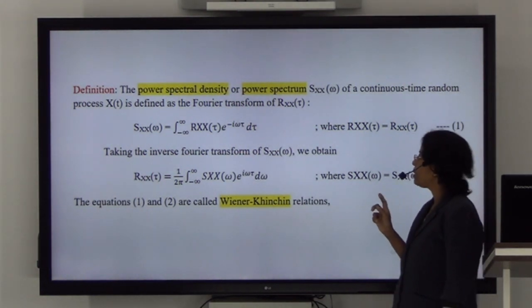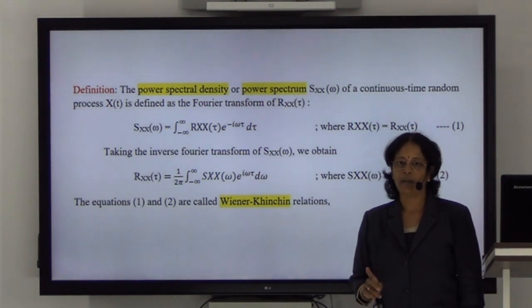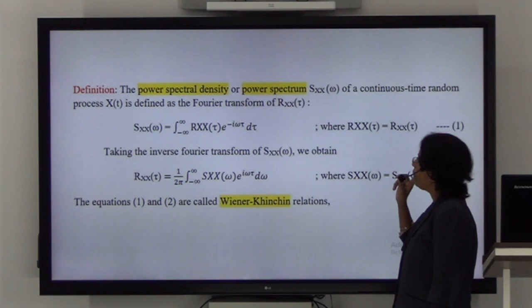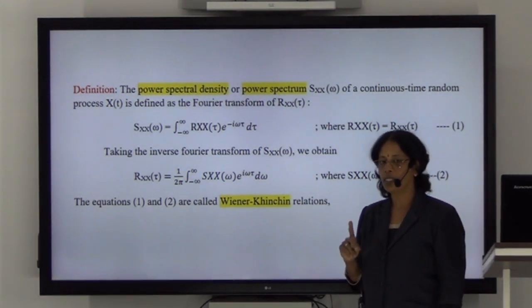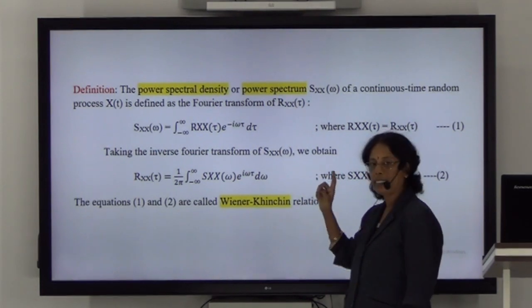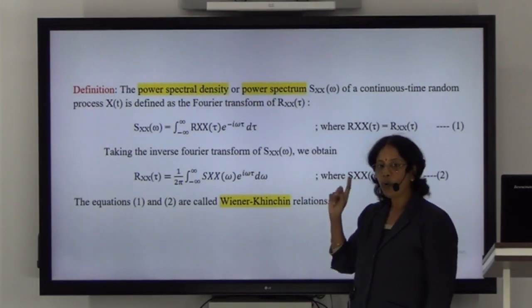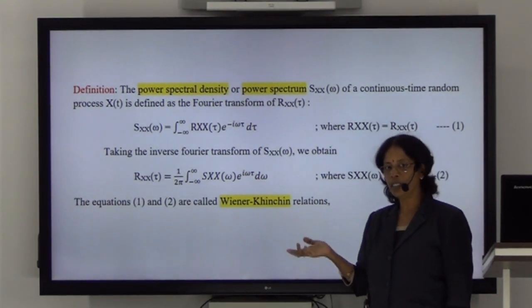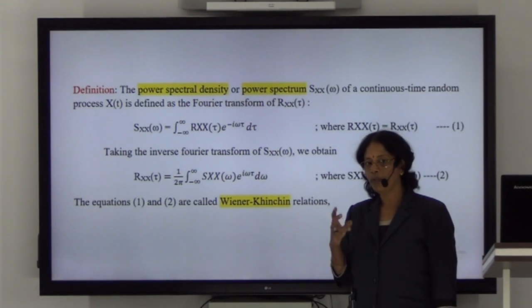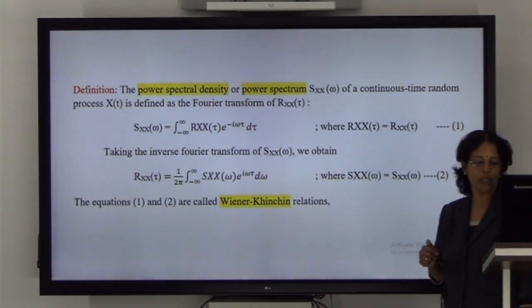These equations are called the Wiener-Khinchin relations. So in the first case we get the power spectral density function of the random process x, denoted by S omega, defined as the Fourier transform of the autocorrelation function. When you take the inverse Fourier transform, we get back the autocorrelation function of the random process x of t.